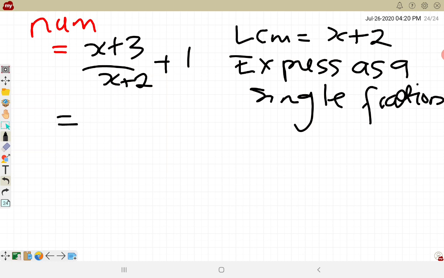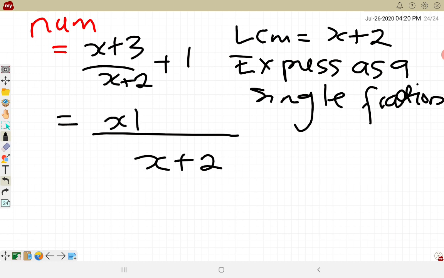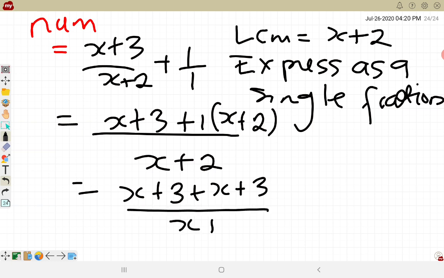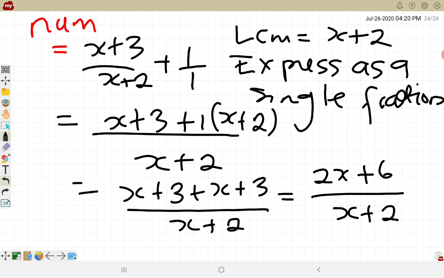So we have denominator x plus 2. x plus 2 into x plus 2 will give us 1, 1 times x plus 3. We have x plus 3, plus 1 into x plus 2 will give us 1. So we have this. Okay. So if you open the bracket there, you have x plus 3 plus x plus 3 over x plus 2. Collecting like terms, we have 2x plus 6 over x plus 2. That is the numerator of the fraction.